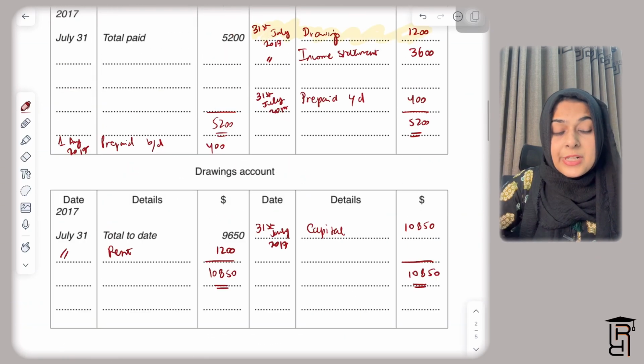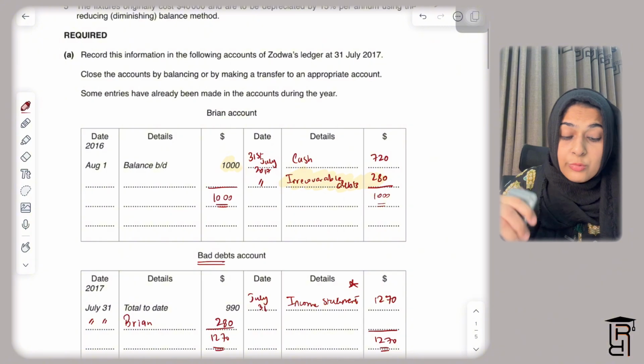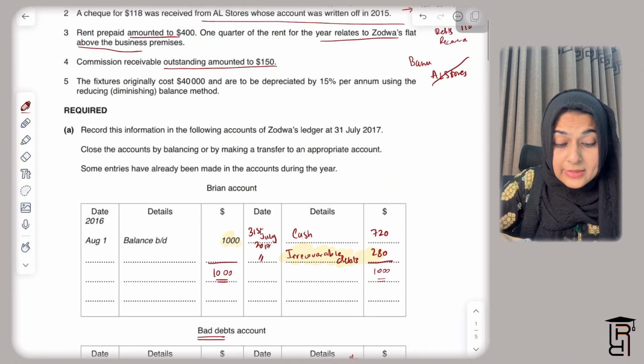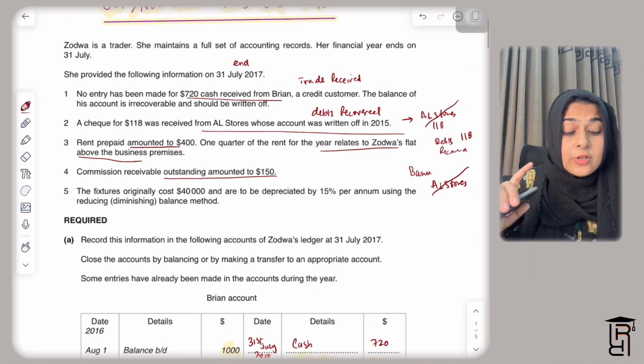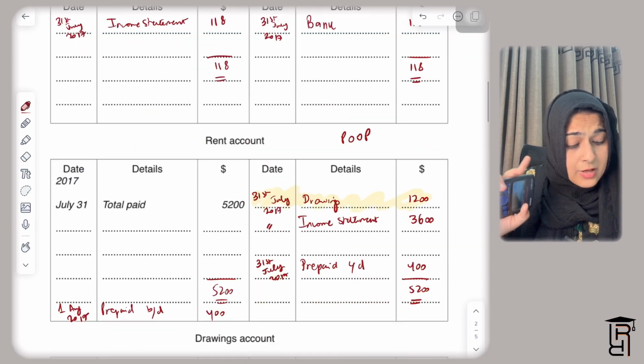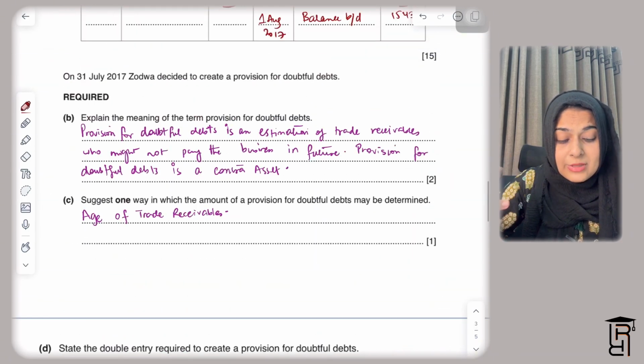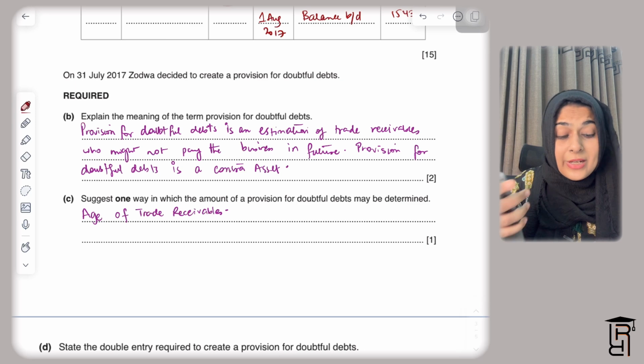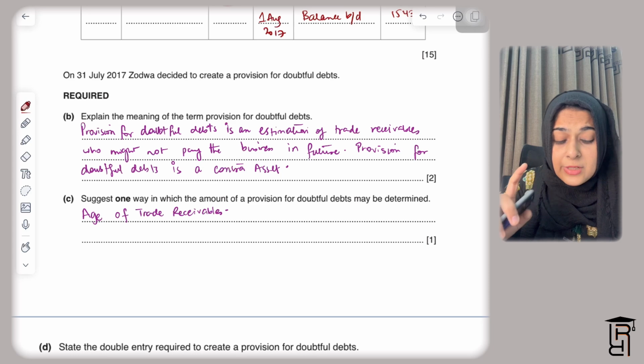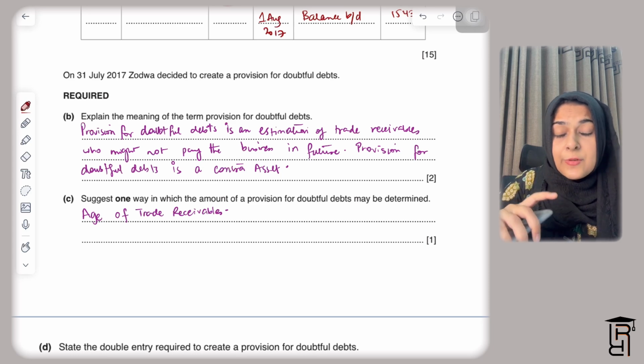So we have made the appropriate transfers, and we have also balanced the account where we were supposed to balance it, and we have also incorporated all the points in this question. In the next part, they have given you some theory part here, which I've already written for you guys so that it's easier to explain in the video and I don't need to write. On 31st July 2017, Zodwa decided to create a provision for doubtful debts. Explain the meaning of the term provision for doubtful debts.